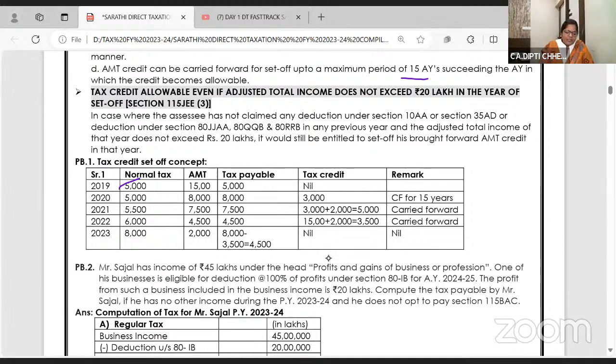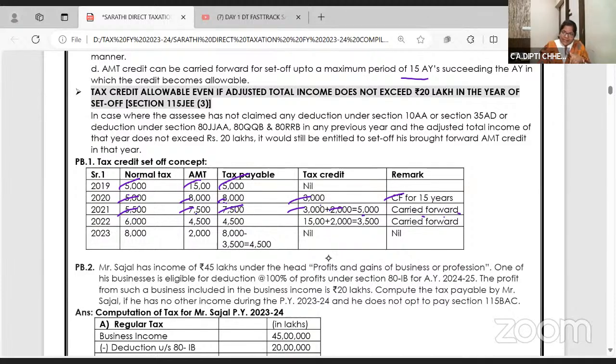Normal tax is 5,000, AMT is 1,500, then pay 5,000. Normal is 5, but AMT is saying minimum you have to pay 8. Then pay 8. Tax payable is the higher of the two, so 8. But what was your normal tax? 5. So can you take 3,000 as credit and carry it forward for 15 years? Yes. Now normal is 5 and AMT is 7. So pay AMT. Again 2,000 is added to that credit and can be carried forward.